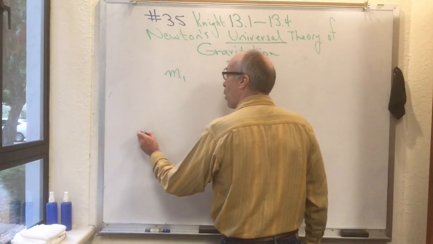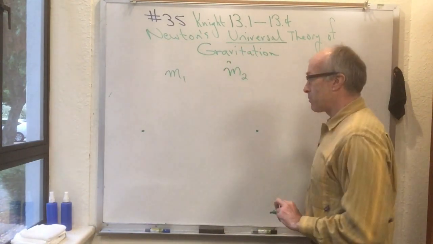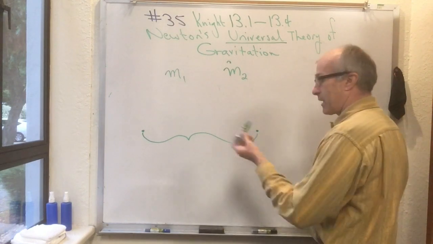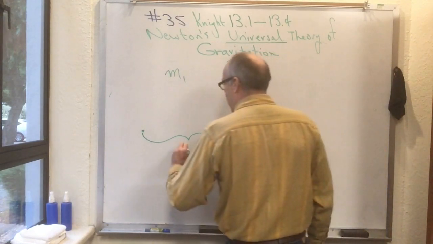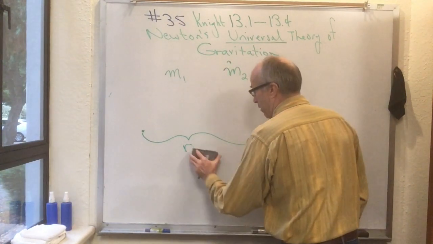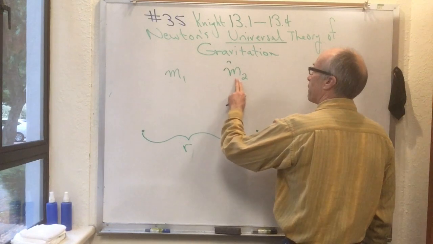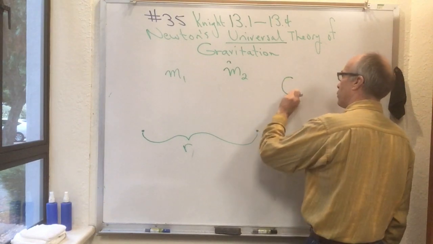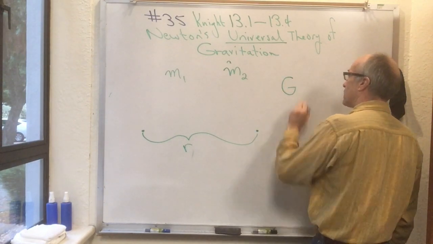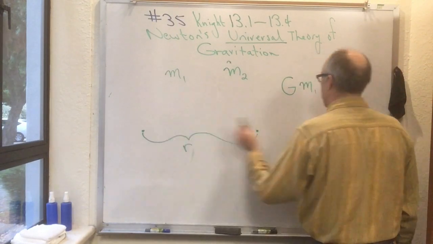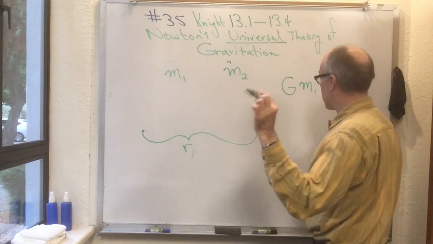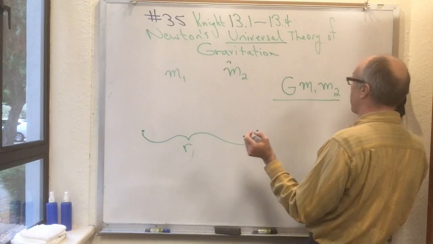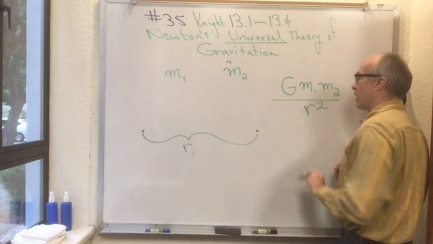It says, if you have a point mass M1 and a point mass M2, and the center of the one, like the center of the Earth, and the center of the other, like the center of this pen, are separated by a distance r, then the amount of force between M1 and M2 is the universal constant, capital G, times the first mass, which might be the mass of the Earth, times the second mass, which might be the mass of the pen, divided by not the distance between them, not the distance cubed, not the distance to the fourth power, but divided by the distance between them squared.